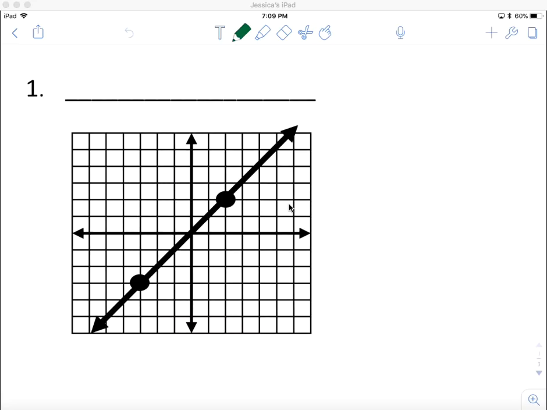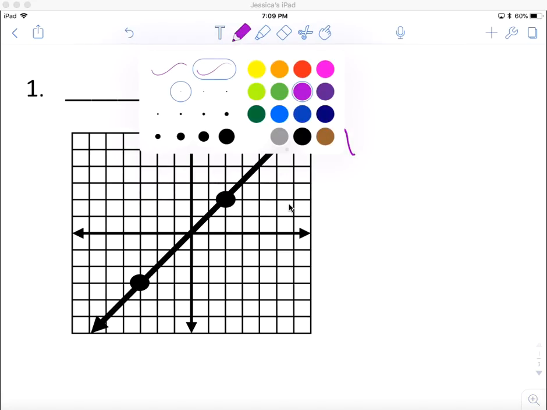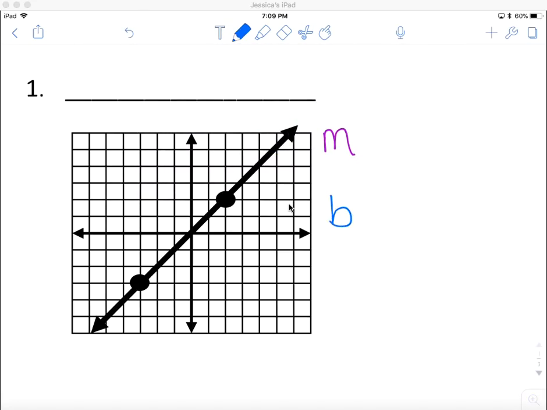In order to write the equation of a line, you need two things. You need your slope and you need your y-intercept. So, looking at this graph, we are going to figure out what each of those are. My y-intercept on this line is where I'm crossing the y-axis. So my y-intercept here is 0. I'm crossing at 0, 0.